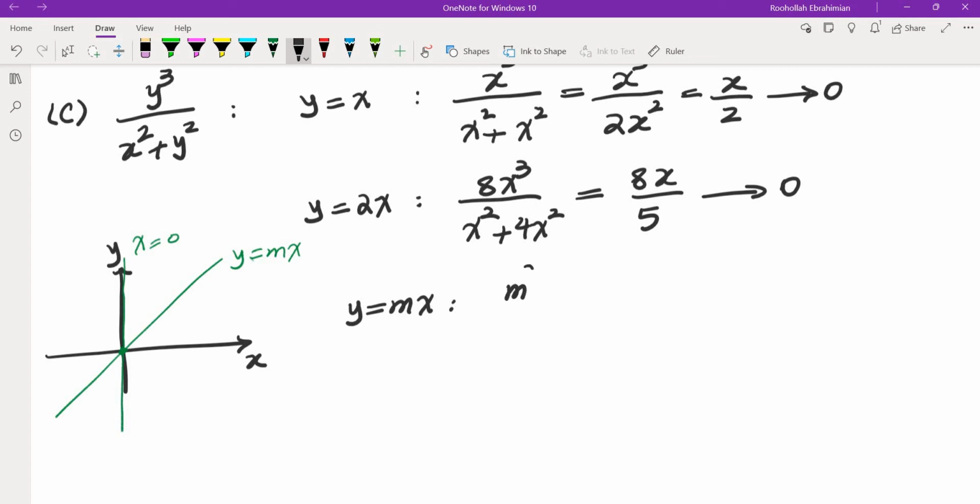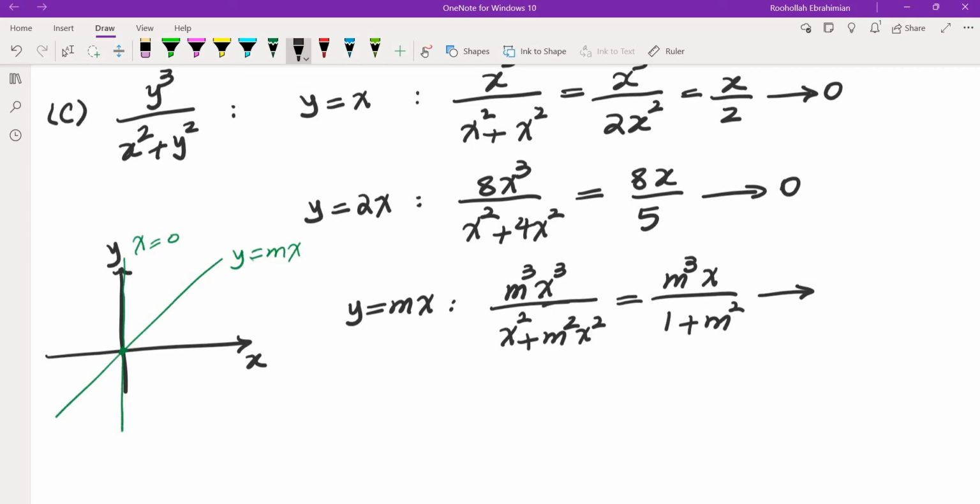We would get m cubed x cubed over x squared plus m squared x squared. Let's divide off by x squared. We get m cubed x over 1 plus m squared. As x approaches 0, this approaches 0. So all of the lines through the origin gave us 0, except for the y-axis that we haven't tried yet. So let's try x equals 0. X equals 0 gives us y cubed over 0 squared plus y squared, which is y. That also goes to 0.